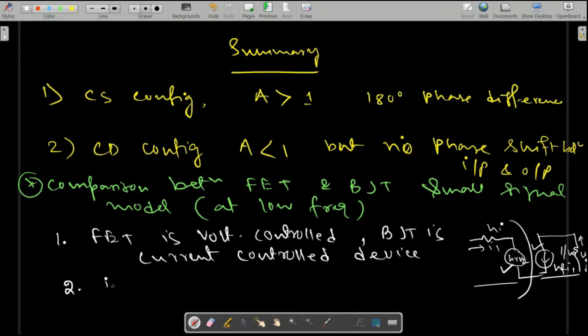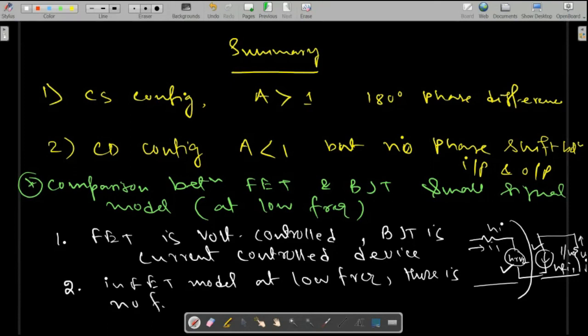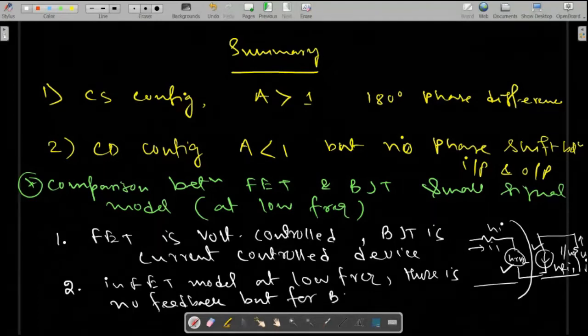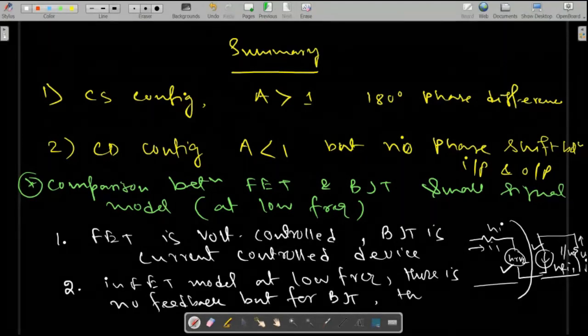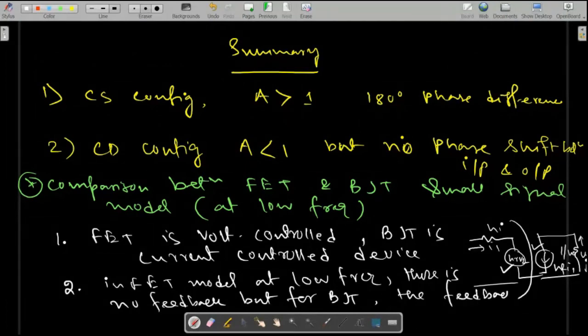So in the FET model, of course at low frequency, because at high frequency FET also has some feedback, there is no feedback at low frequency. But for BJT, the feedback component hr V2 is present, even at low frequency.